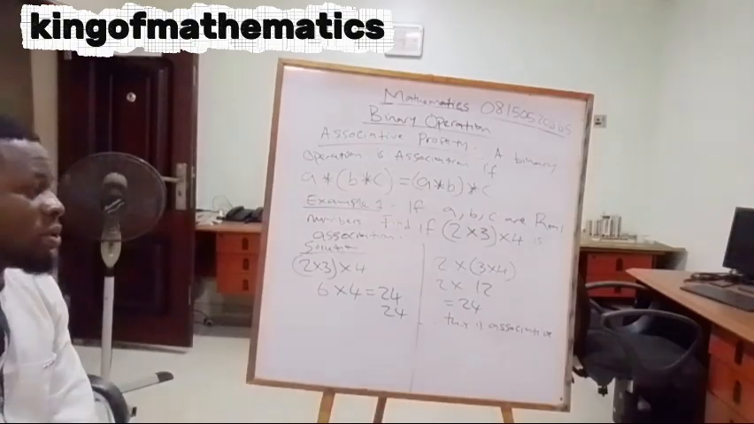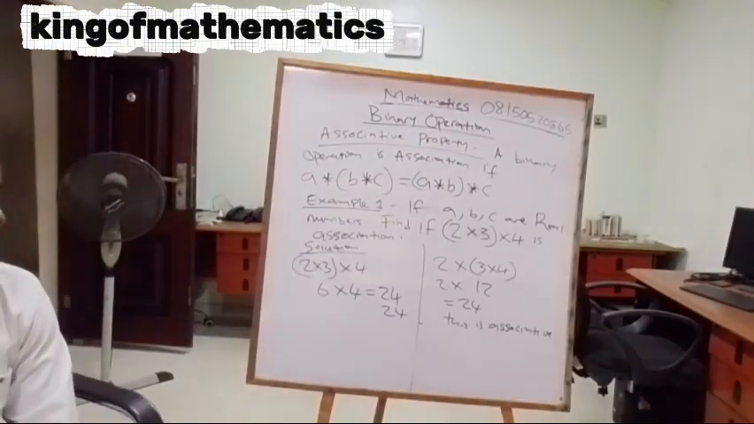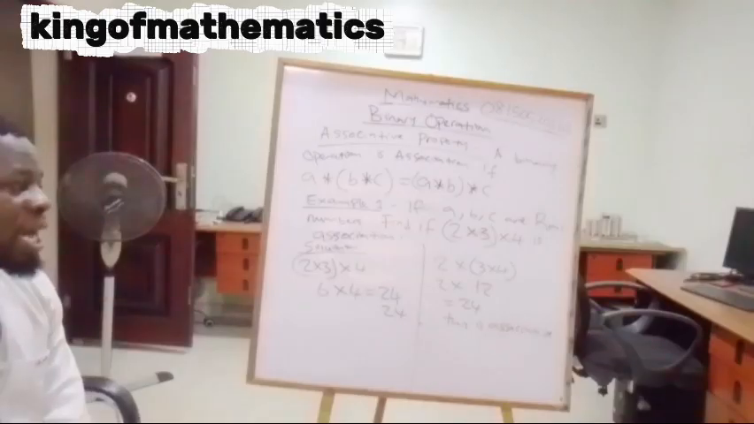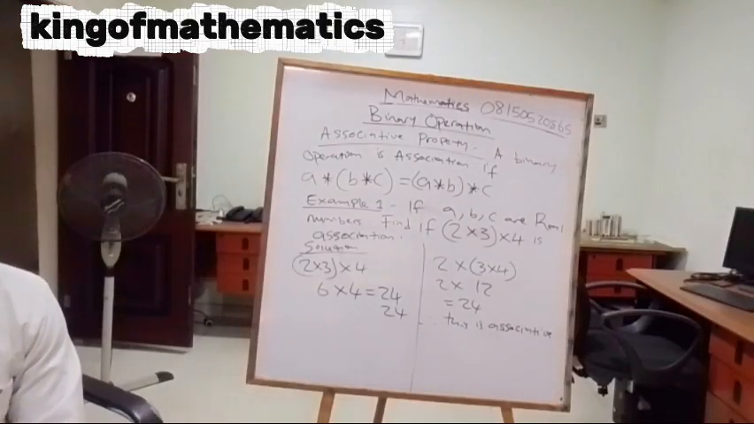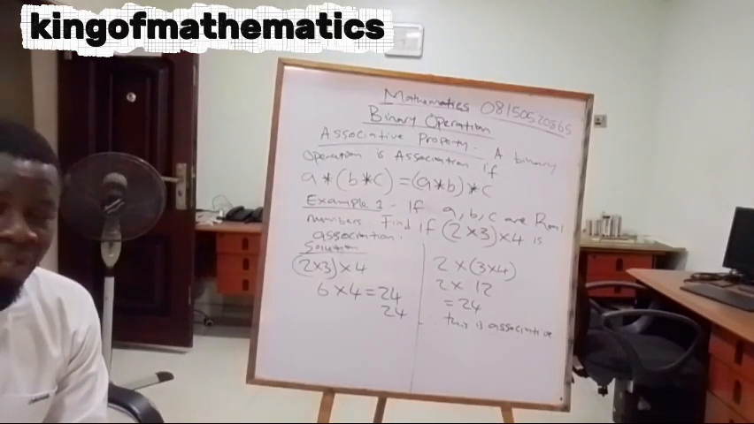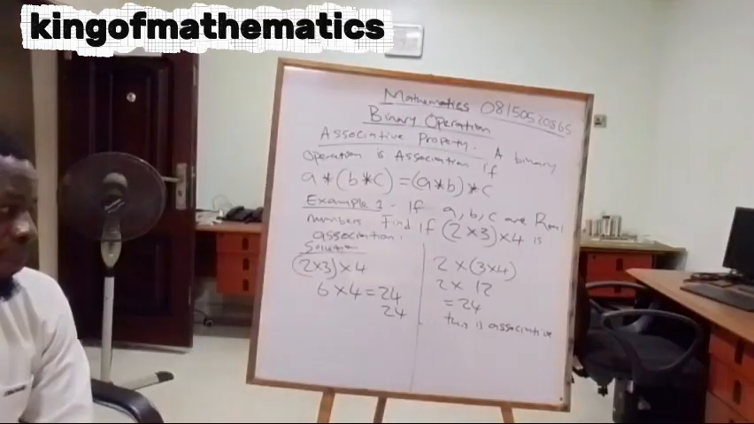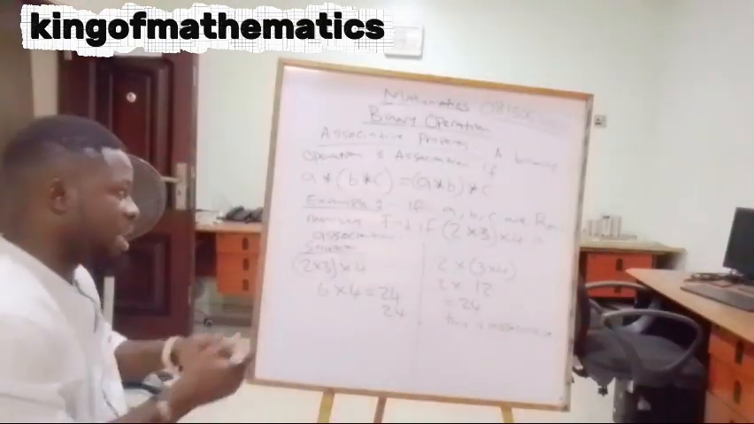So most times under association, multiplication and addition are associative. But let's see another example.